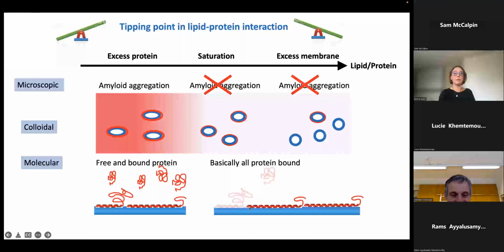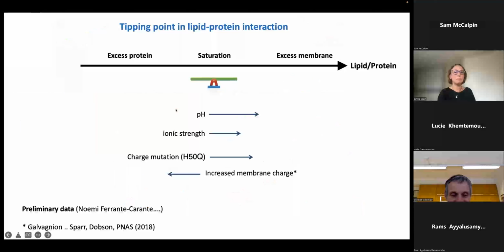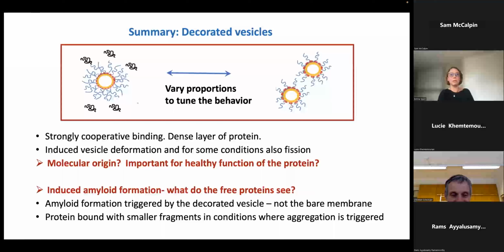And this then builds up a figure where we see a clear difference on molecular scale, colloidal scale and microscopic scale at this tipping point. And I skip this. So to summarize, we see a strong cooperative binding and a dense layer of protein at the membrane, also at low protein concentration, which induces vesicle deformation and for some conditions also fission.